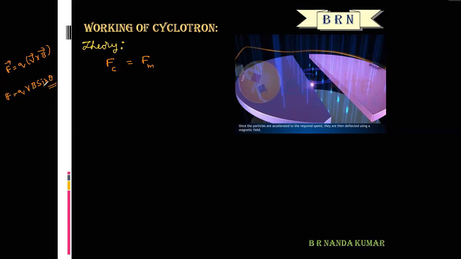Theta is the angle made by the v vector and the B vector. So here the angle between the v vector and the B vector is always 90 degrees. That means the charged particle always experiences maximum force. So centripetal force mv squared divided by r is equal to qvB sin 90, and sin 90 is 1. So one v cancels here. So r, the radius of the circular orbit, is exactly equal to mv divided by qB.